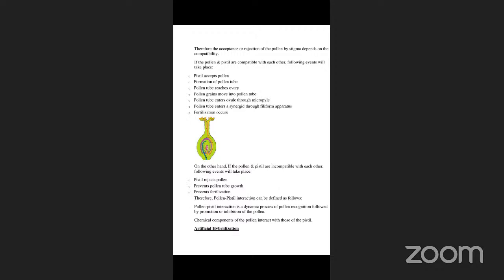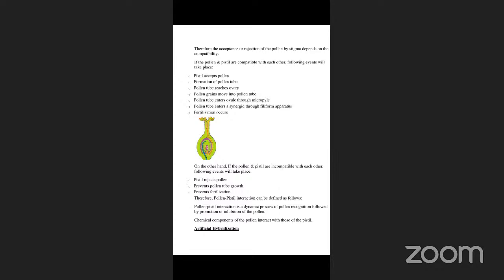Next, the outer integument becomes the testa, the seed coat. The inner integument becomes the tegmen, the inner seed coat. The micropyle is converted into the micropyle of the seed. Then the zygote after fertilization is converted into the embryo.